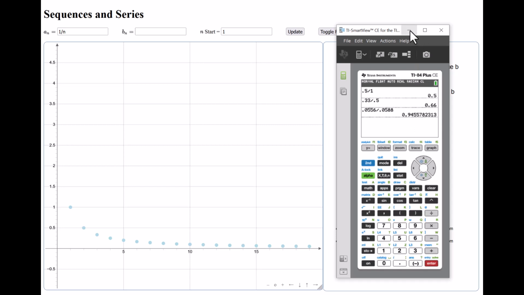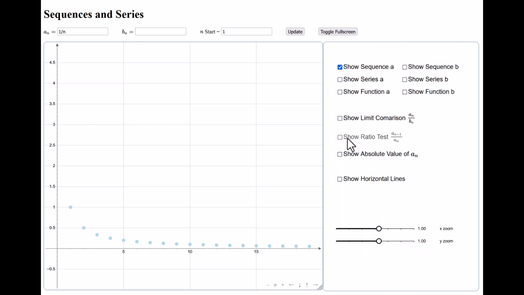All right, so let's look at this in general. I'm just going to turn on the terms of the ratio test. As we can see, the first one's 0.5, just like we determined, then 0.67. And as we continue to do this, we can see that the values of the ratios are clearly going to 1. So what that means is for the harmonic series, the ratio test fails. It can't tell us if this thing is converging or diverging.